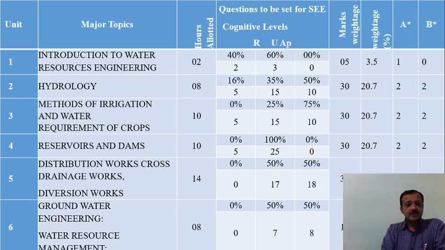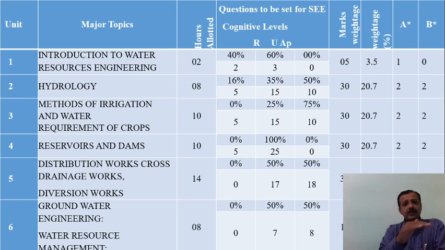The last unit is on groundwater engineering and water resource management. So the water will be stored even below the ground also, all of you know that. So what are the factors which govern the availability of groundwater? This we are going to study in this groundwater engineering and water resource management. So how to manage the water? Water has become scarce nowadays. So how to manage it?